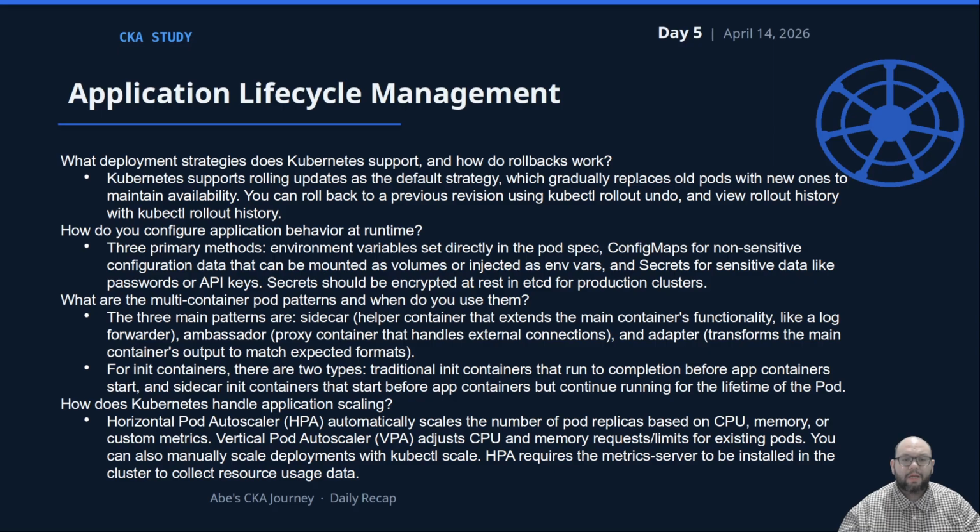How does Kubernetes handle application scaling? Well, you have the horizontal pod autoscaler, which automatically scales the number of pod replicas based on CPU, memory, or custom metrics; and you have the vertical pod autoscaler, VPA, which adjusts CPU and memory request limits for existing pods. You can also manually scale deployments with kubectl scale. HPA requires the metrics server to be installed in the cluster to collect resource usage data.